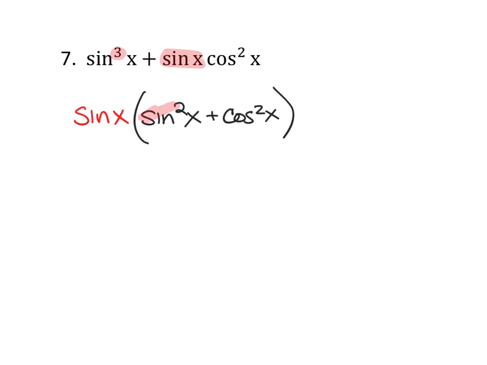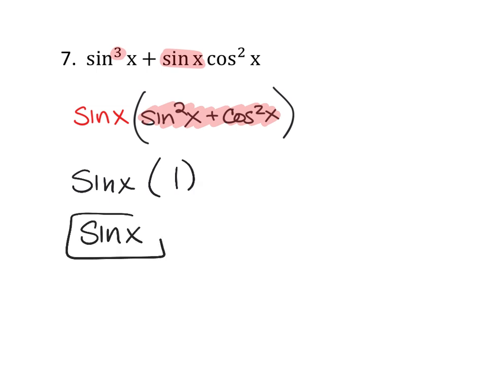Do y'all recognize this? What is that? It equals 1. That's the Pythagorean identity. This is sine of x times 1. And what is sine of x times 1? Boom. Done.